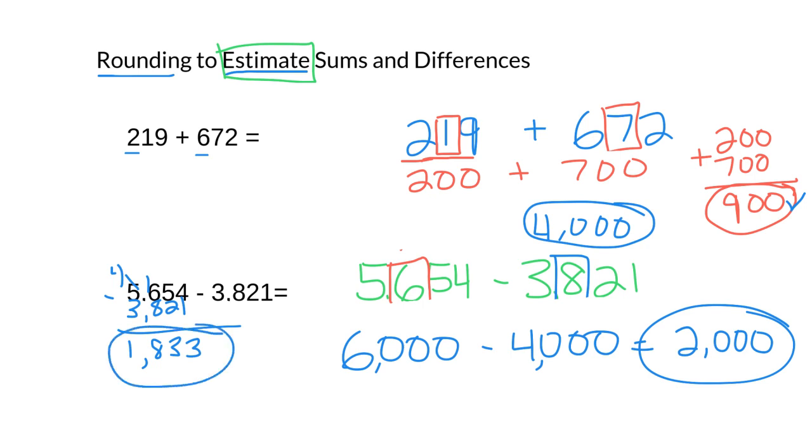So here's our actual answer, 1,833. Now that's less than 200 away from our estimated answer over here. So that means that we did a good job estimating. So for today, when you do this estimation, the only thing you're going to do is round to the leading place value.